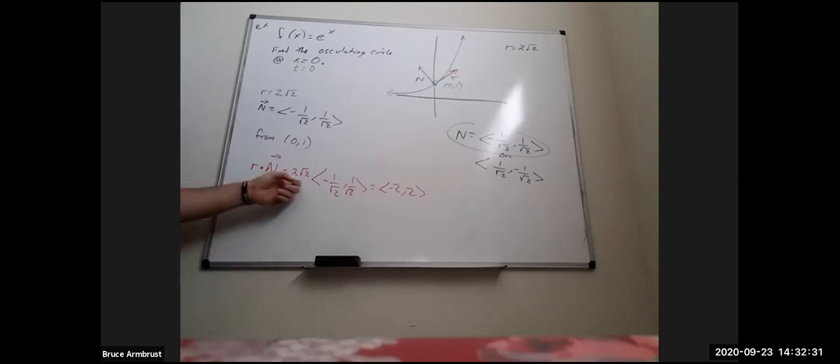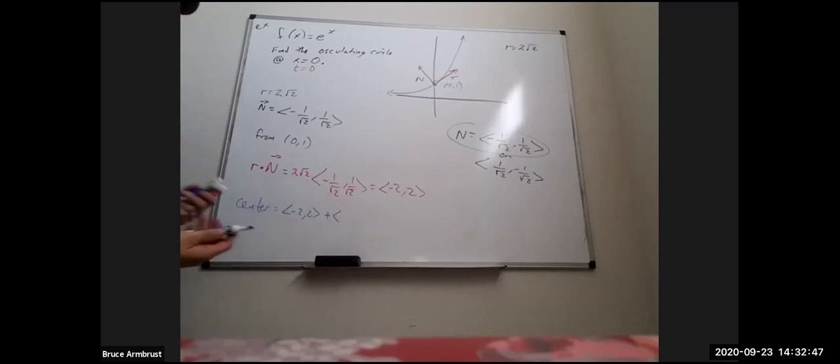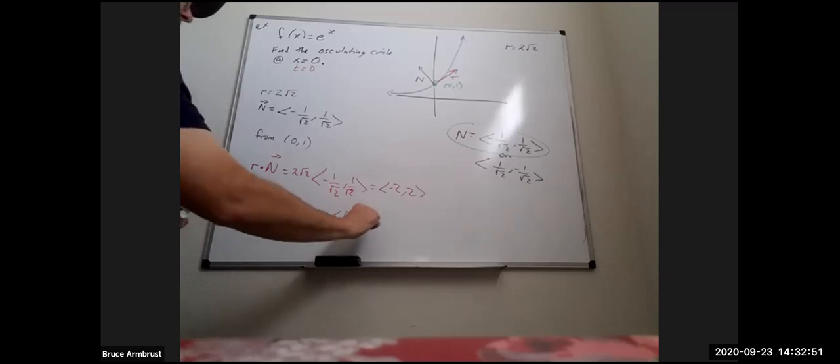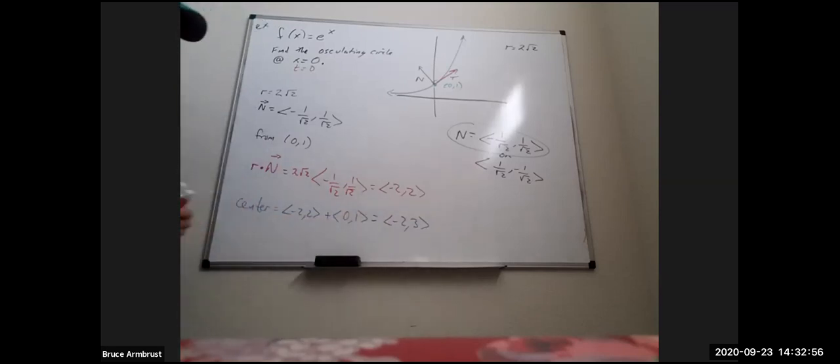So this will take us the right distance in the right direction. And so if we want to find the center, all we have to do is take what we just calculated for how far we want to go, and add it to the point from where we were starting, which in this case was (0, 1). So the center of this osculating circle is at (-2, 3).